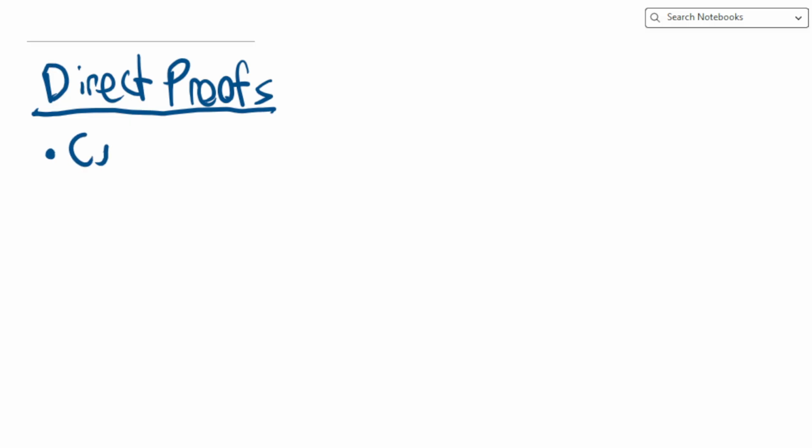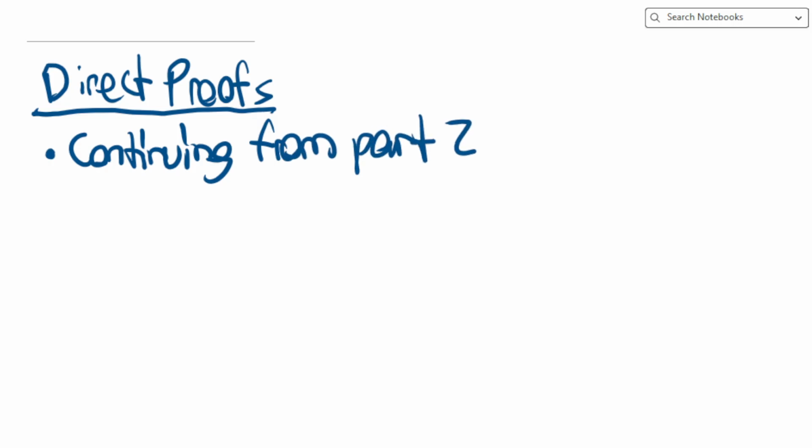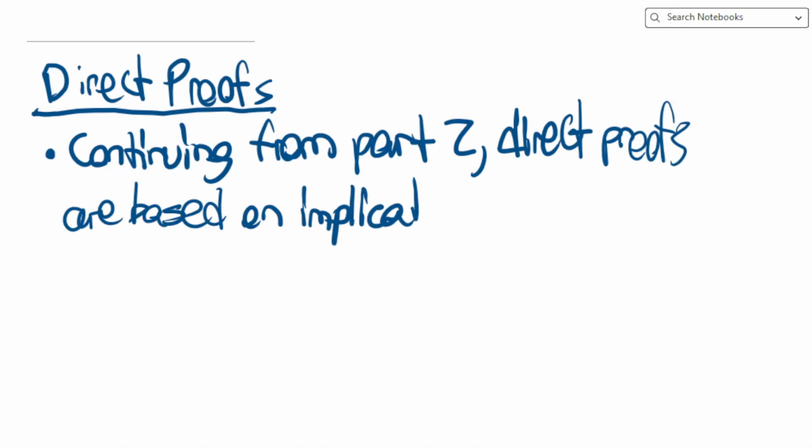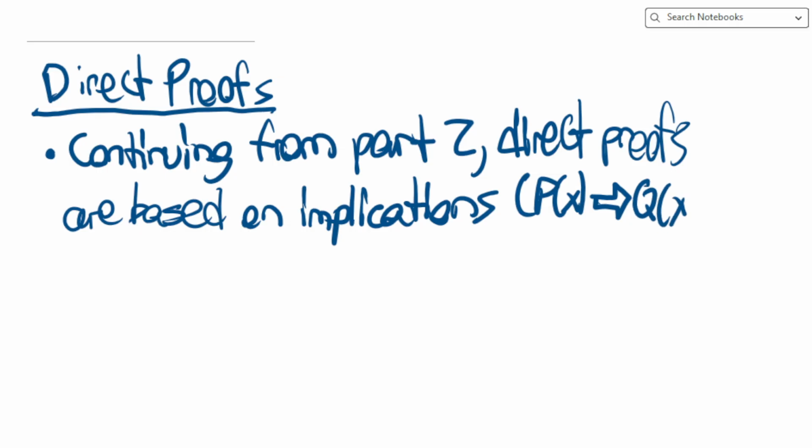So continuing from part 2, direct proofs are based on implications. So just writing out an example of an implication there. Sorry, that needs an extra parentheses. There we go.